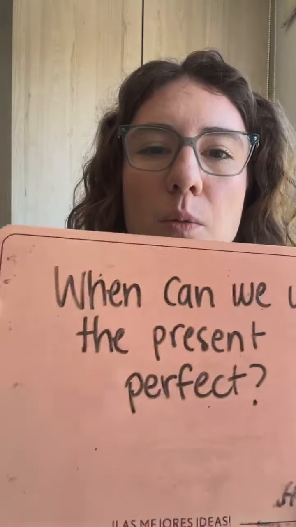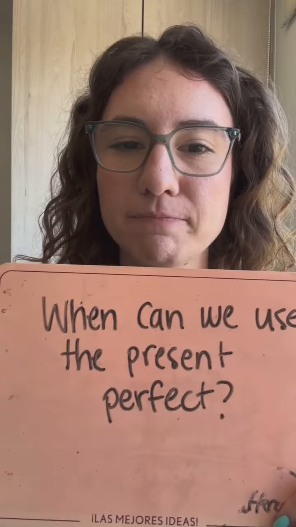Perfect. Okay, so we understand the past, specific events that happened, usually yesterday or ago. What about the present perfect tense? So this is a question that I have for everyone. When can we use the present perfect tense?